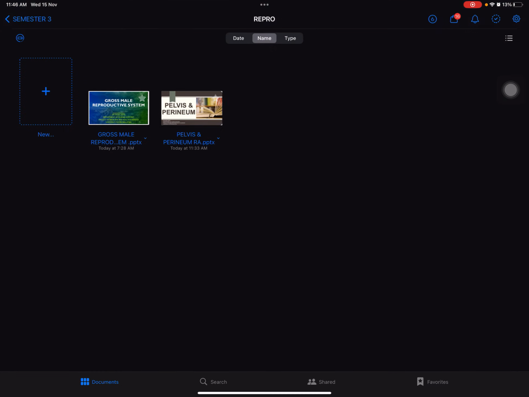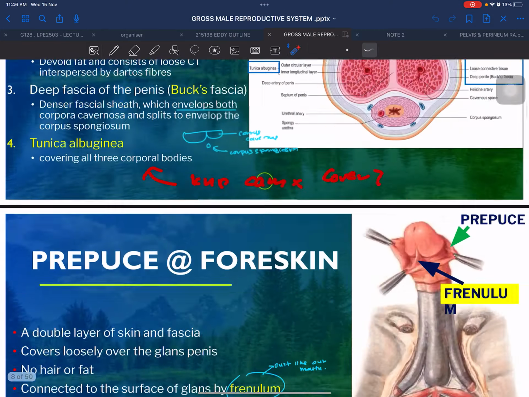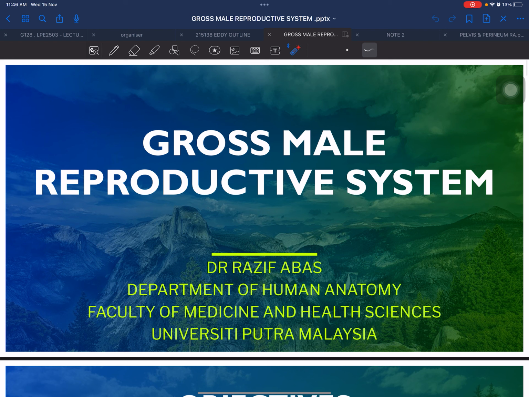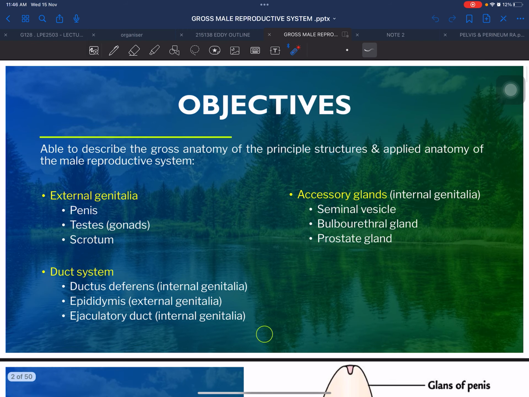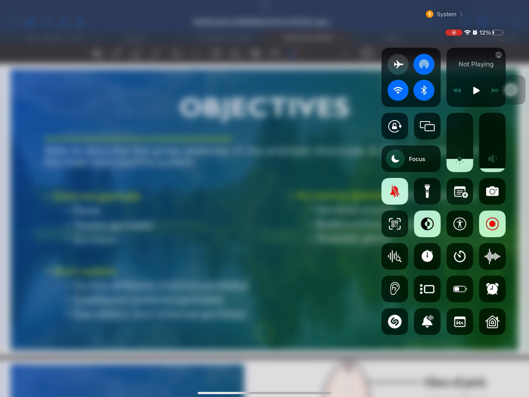Okay, welcome back. Yes. Can we start? Okay, so now the first part of the sex, which is male. I will continue with everything about the male reproductive organ in detail. Okay, so be able to describe the gross anatomy of the principal structures and applied anatomy of the male reproductive system.